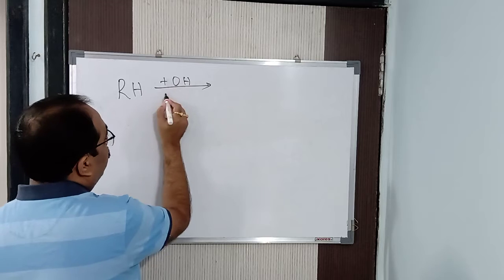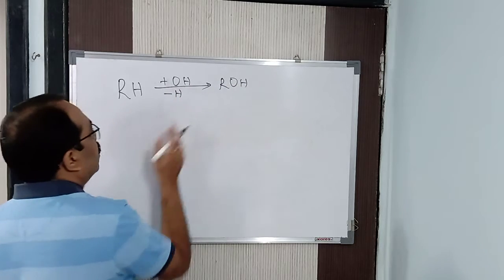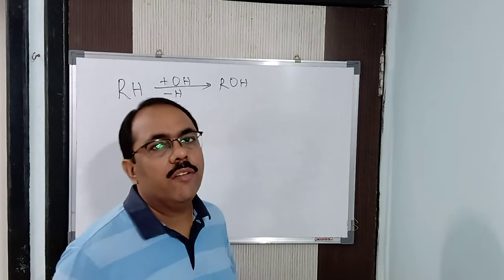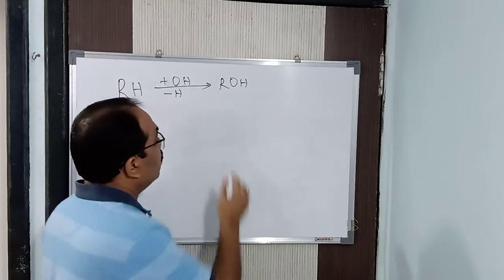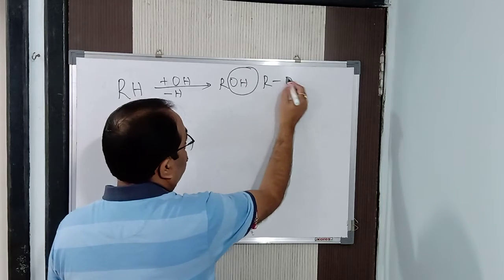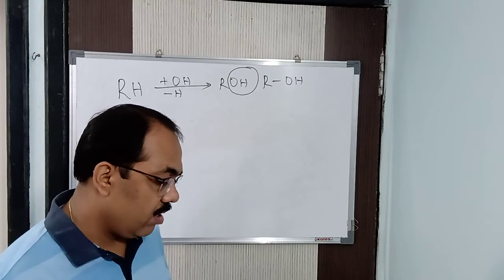So, you will add OH and you will remove H. What you will get is ROH. Understood? So, this is nothing but alcohol. It's a hydroxy derivative of alkanes. The functional group of alcohol is OH. I can write it this way also: OH is the functional group of alcohols, and they are called hydroxy derivatives.